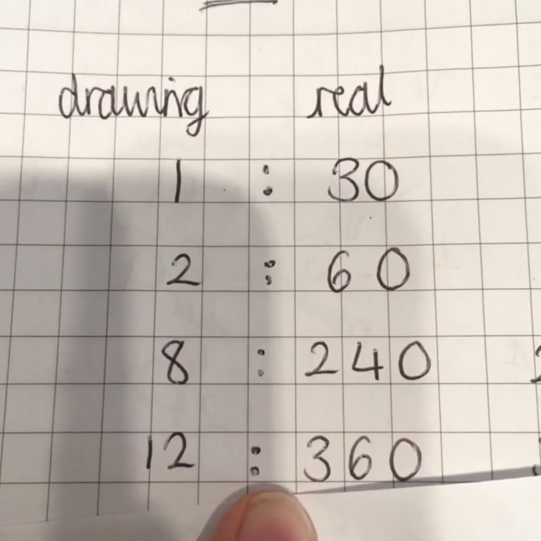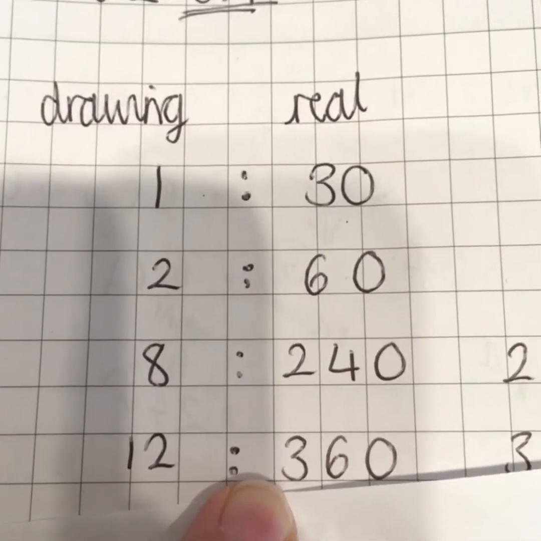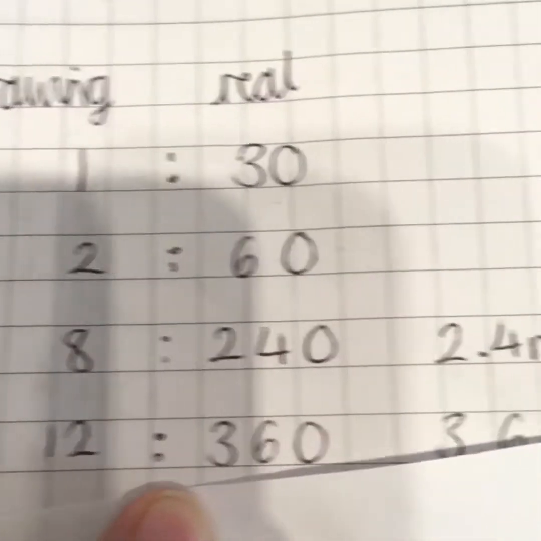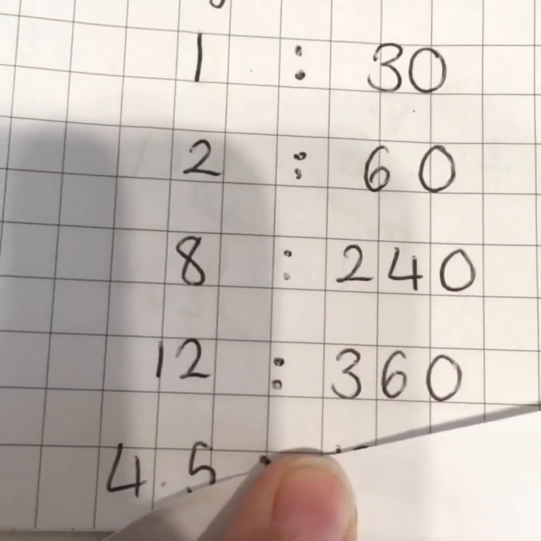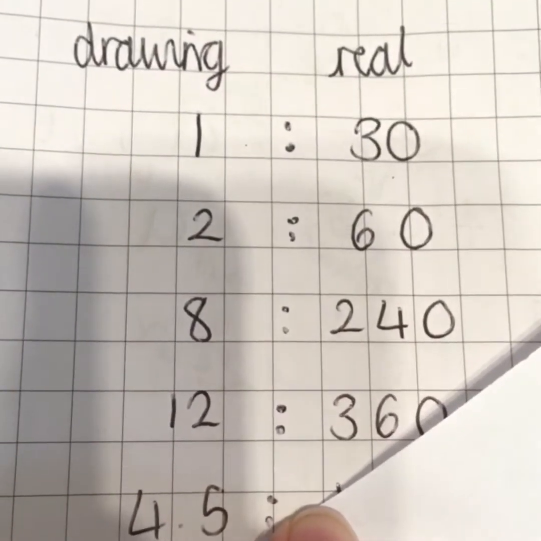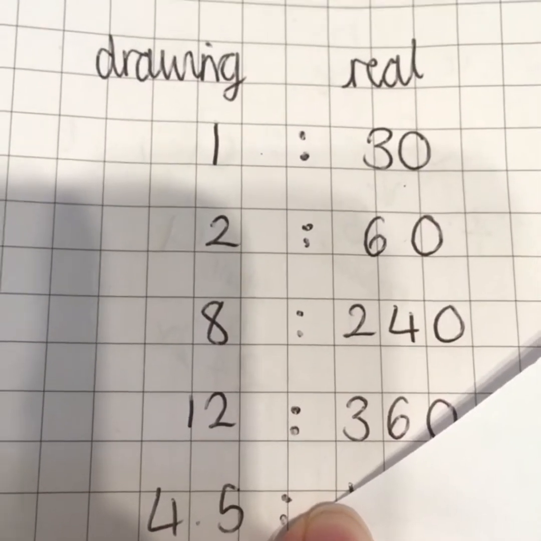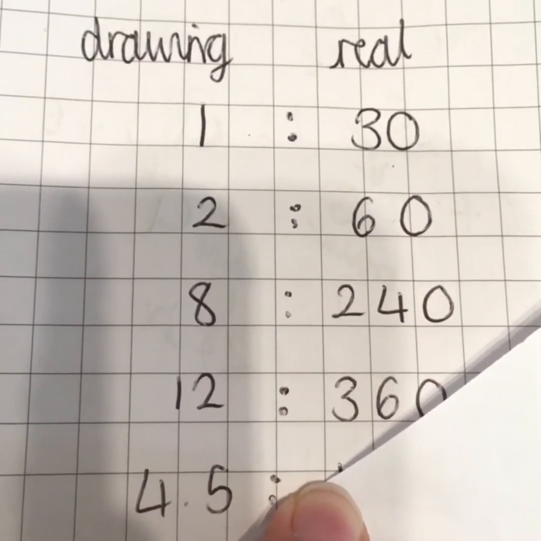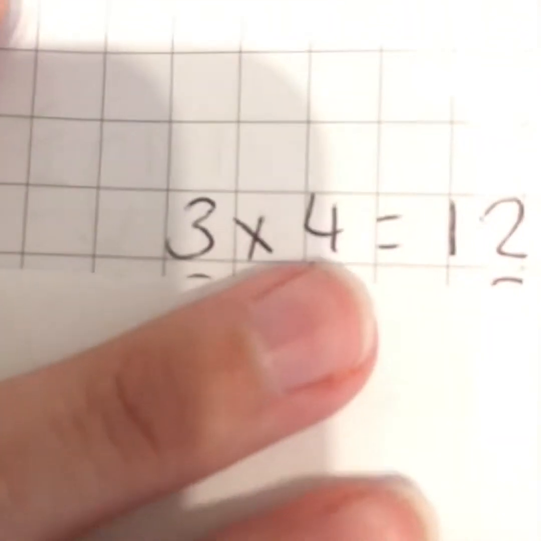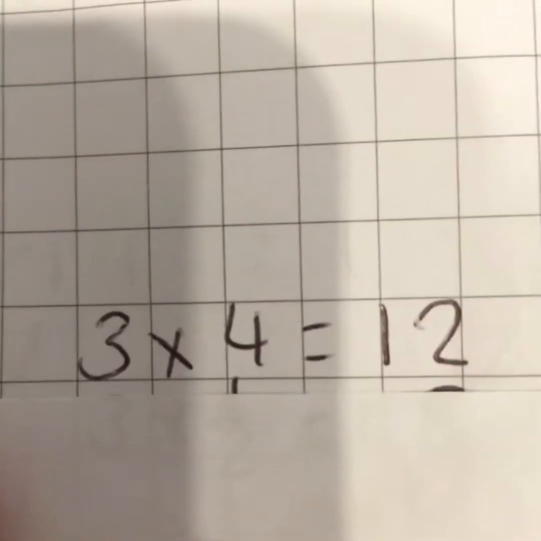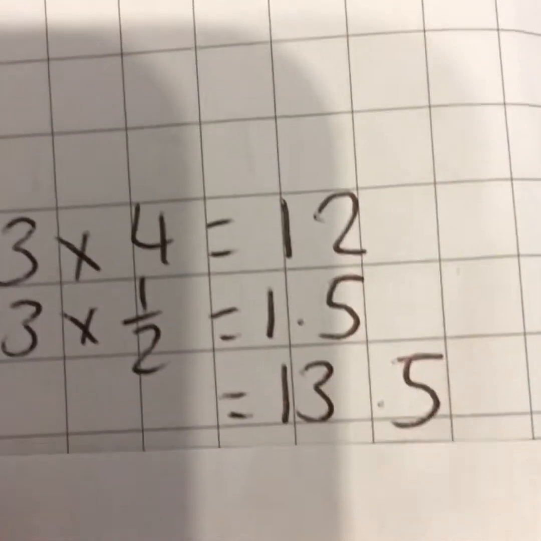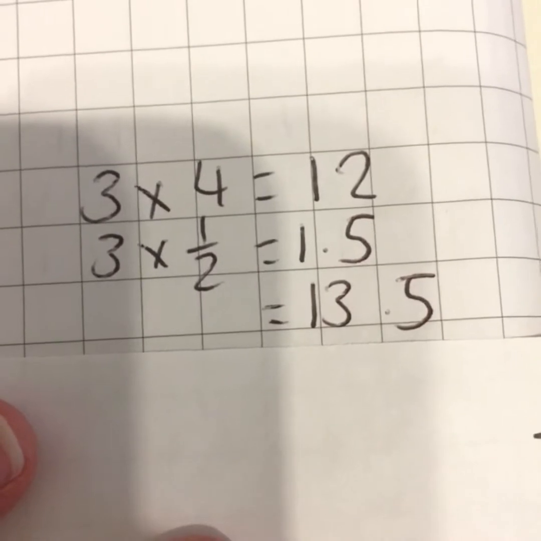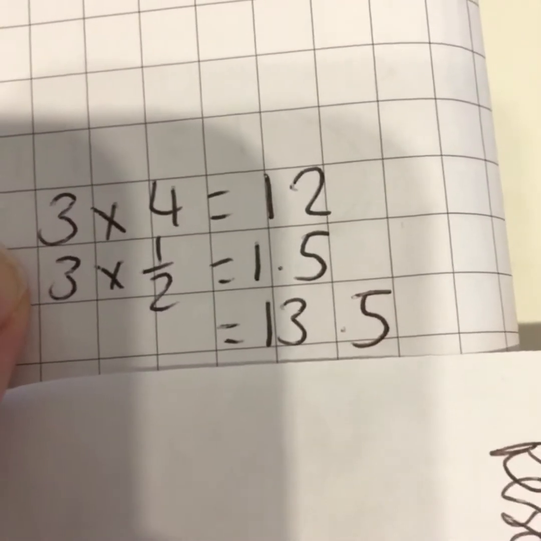What would that be in metres? Well, cent means 100, so there's 100 centimetres in a metre. Divided by 100, 3.6 metres. Next one, 4.5 centimetres. So we have multiplied it by 4.5. I started off by doing 3 times 4, which is 12. Then 3 times a half, so half of 3, which is 1.5. Add them together and it's 13.5. So that's 3 times 4.5.